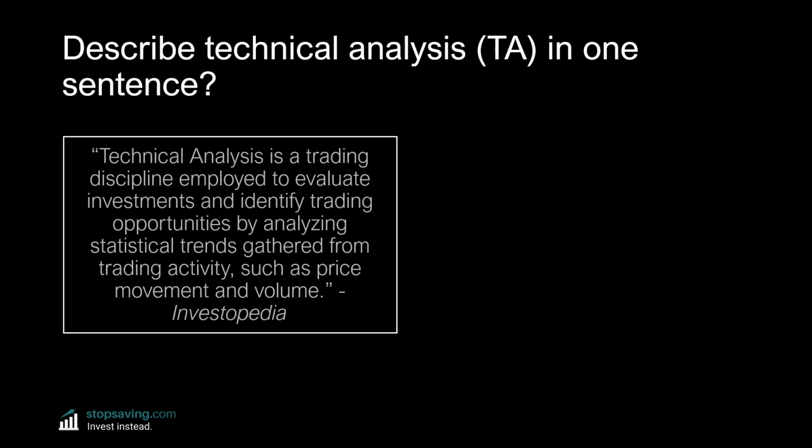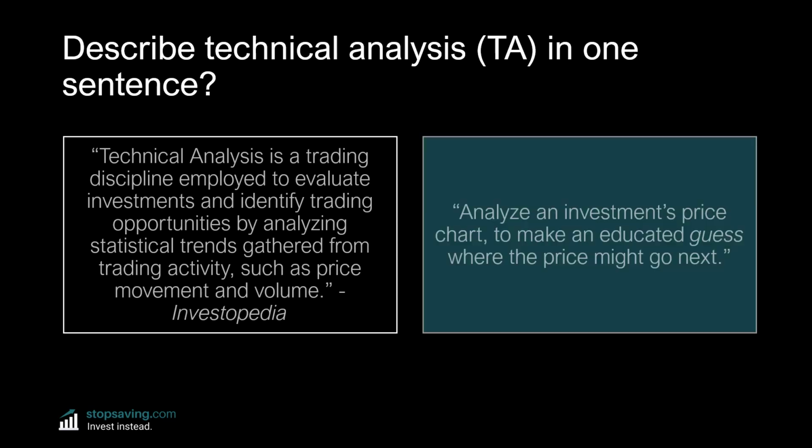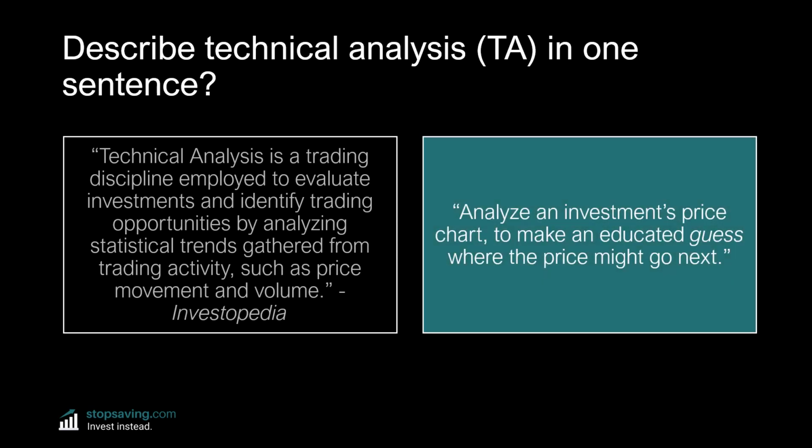But as is the theme of this course, we're really trying to simplify everything we do. So here's a simpler definition of TA. To analyze an investment's price chart to make an educated guess where the price might go next. Now, I've emphasized the word guess here because nobody can predict exactly what prices will do next. But by using technical analysis, you're at least making an educated guess rather than flipping a coin.